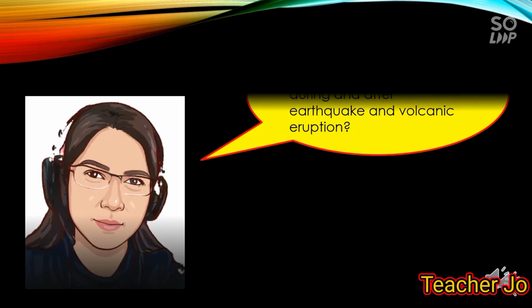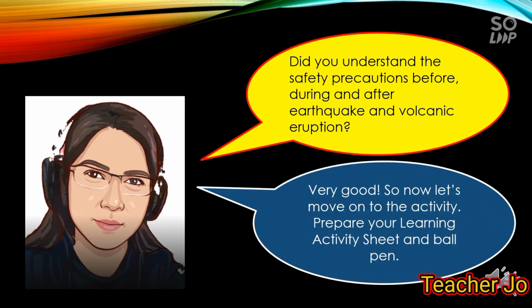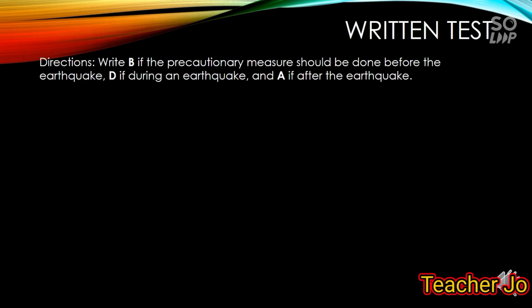Did you understand the safety precautions before, during, and after earthquake and volcanic eruption? Very good. So now let's move on to the activity. Prepare your learning activity sheet and ball pen. Let us read the directions. Write B if the precautionary measure should be done before the earthquake, D if it is during an earthquake, and A if after the earthquake.